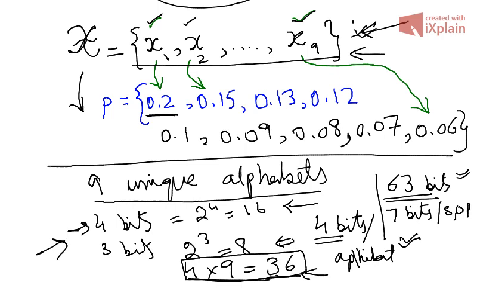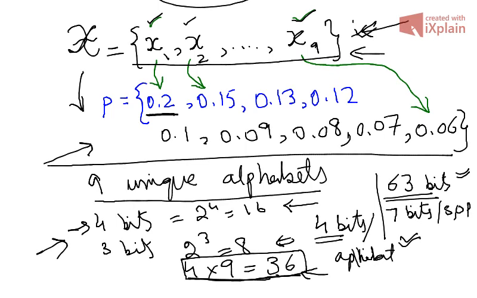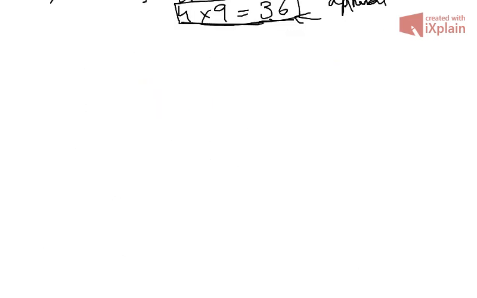And suppose with this probability you calculate for a bigger file which contains 1 million of these 9 alphabets. Suppose you have a bigger file, and it contains 1 into 10 raised to the power 6 of these 9 alphabets, right? It contains 1 into 10 to the power 6 characters.